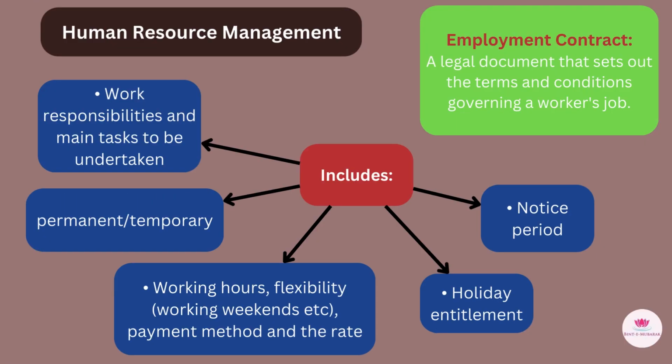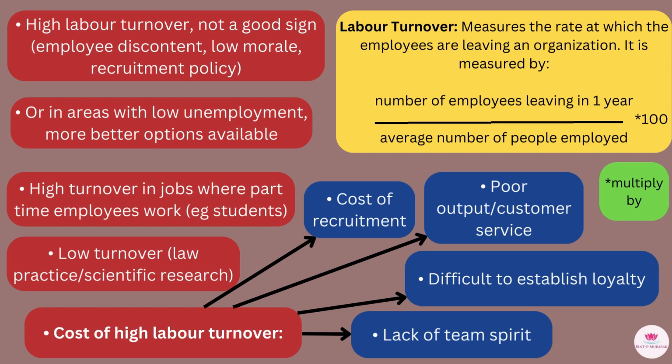Employment contract: a legal document that sets out the terms and conditions governing a worker's job. It includes work responsibilities and main tasks to be undertaken, permanent or temporary, working hours, flexibility, working weekends, etc., payment method and rate, holiday entitlement, and notice period. Labor turnover measures the rate at which employees are leaving an organization. It is measured by the number of employees leaving in one year over the average number of people employed, multiplied by 100.